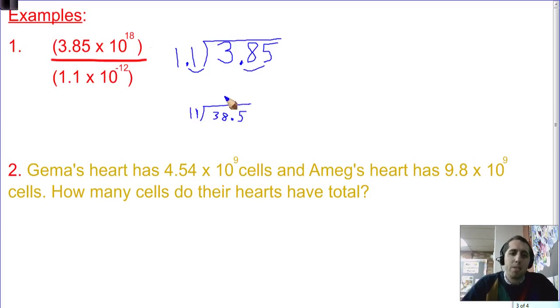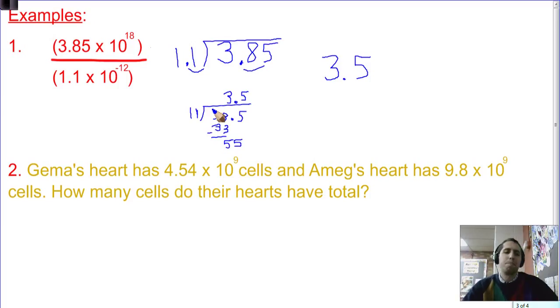11 goes into 38 3 times. I kind of gave it away there, and it's 33, but you knew that. When we subtract, you get 5. Then we can bring down another 5, and I know that 11 goes into 55 5 times. And I'll bring my decimal up. So we know that when we divide these two, part of our answer is going to be 3.5. That's great. But we still need to do something with these powers of 10 that we're using.